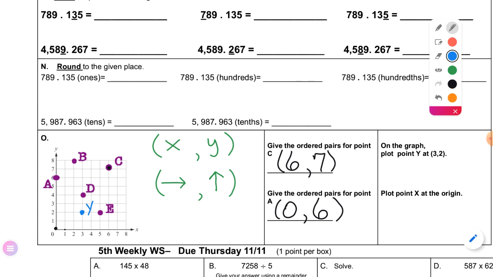Gabe, what about the last one? Plot point X at the origin. Where is the origin? Where does the whole thing originate? 0, 0. It is an ordered pair. I want you here to write 0, 0. The origin is 0, 0. So let's go ahead and add a real dot there. And what are we going to call that point? X.